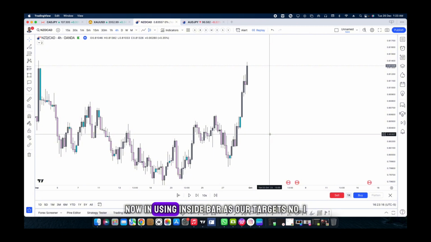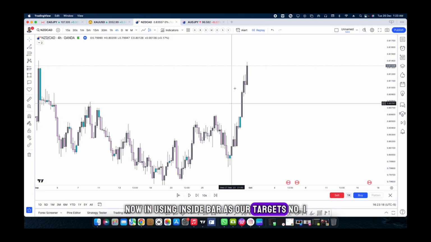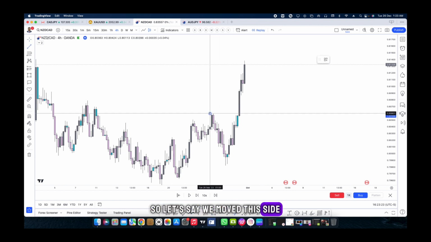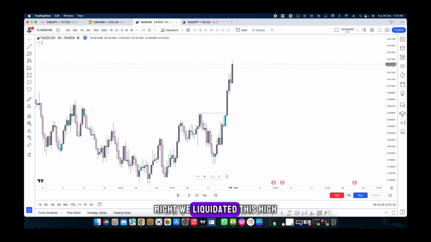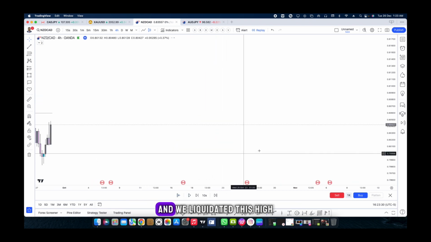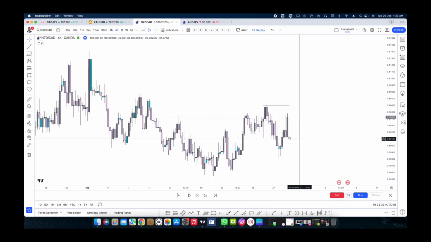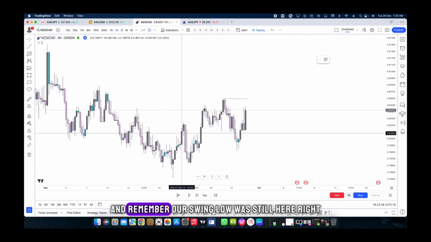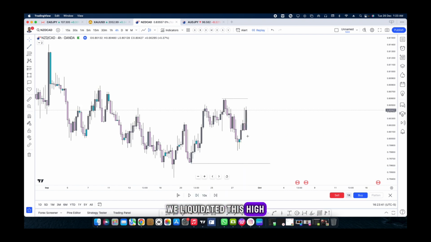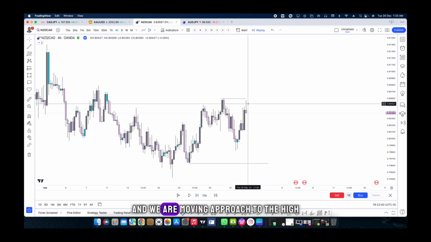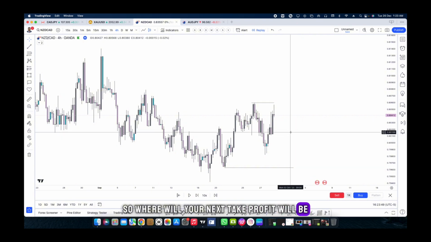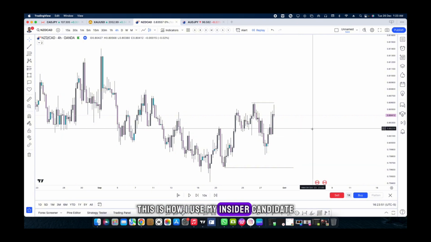Now, in using inside bar as our target, number one, this is what it is. So let's say we moved this high, right? We liquidated this high, and let's assume that our price is here, and we liquidated this high. How do we get to use this inside bar? And remember, our swing low was still here, right? And fortunately, we liquidated this high, and we are moving approaching that high. So where will your next take profit be? This is how I use my inside bar candlestick.